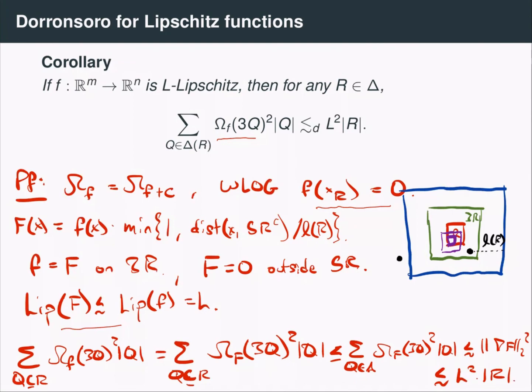So notice, for example, that this omega number, recall that this measures how well your function resembles an affine map in the cube 3Q, can't be uniformly bounded below by some positive constant as I range over all dyadic cubes, because then it would imply that this sum would be infinite. So what this estimate tells you is that, in fact, for most dyadic cubes, this omega number will be small. Or in other words, for most dyadic cubes, your function f looks approximately like an affine map. In the next video, we'll put Dorronsoro's theorem to good use and prove the Lip by Lip theorem.